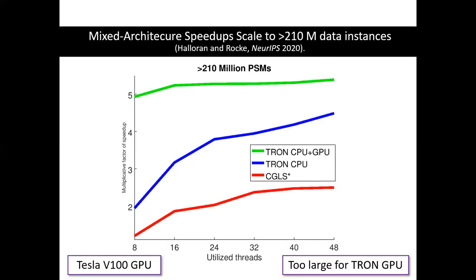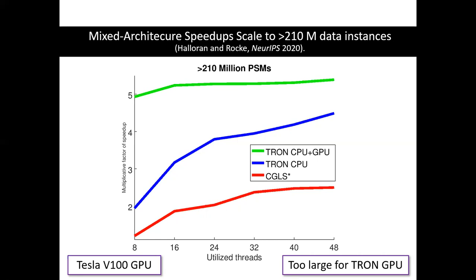I didn't list the statistics here, but I think the typical runtime for Percolator for this monster data set is about 4.5 days. And using this mixed architecture approach, you can reduce that to just something like 19 hours. So it's extremely efficient.